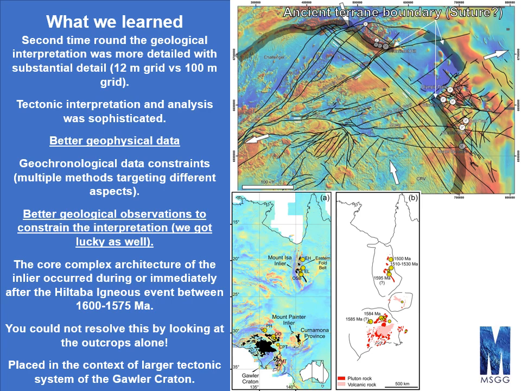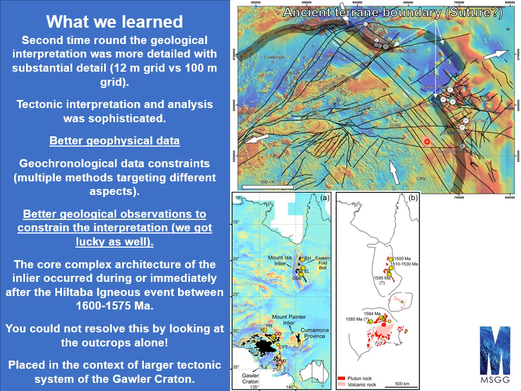Importantly, you could not resolve the history or the architecture of the Mount Woods Inlier by looking at the outcrops alone, and I would argue that you probably wouldn't be able to interpret the metamorphic core complex without key geological constraints. If we step out a level and compare it with the evolution of similar structures during the evolution of the Gawler Craton, you can see the Mount Woods Inlier is situated here, and it actually forms part of a larger extensional event.